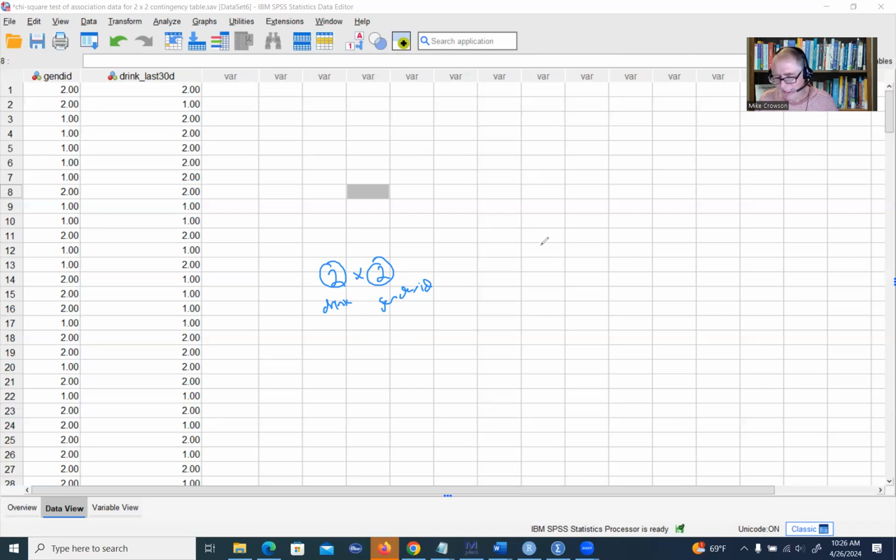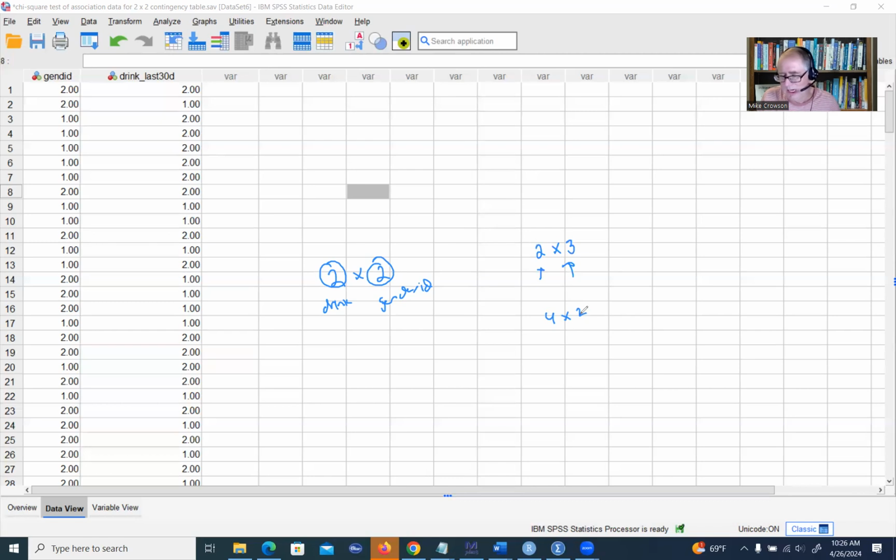Obviously, we could generalize this out a little bit further. We could have theoretically a 2x3 contingency table where one variable has 2 rows and the second variable has 3 columns, or we could have a 4x2 where we have 4 rows and 2 columns.